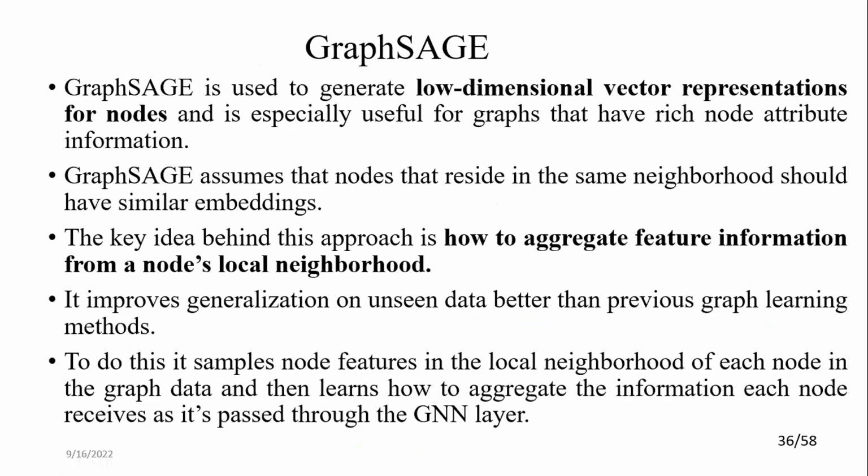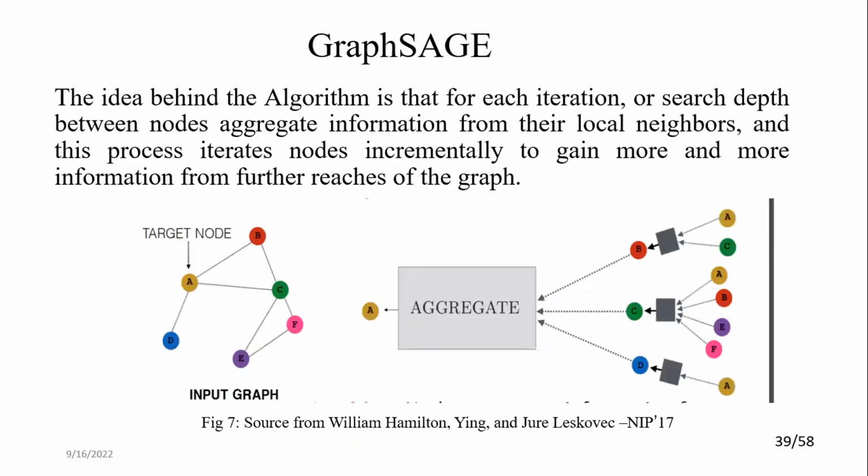The next method is the GraphSAGE method. This GraphSAGE method is also a low dimensional vector representation, and here mainly we are using an aggregate function. Suppose this is the input graph and there is a node A, and you have to take an aggregate function, and then consider node B. Then from B we use the aggregate function and find node A and C. From C we take F, E, and A. From A we take A and D.